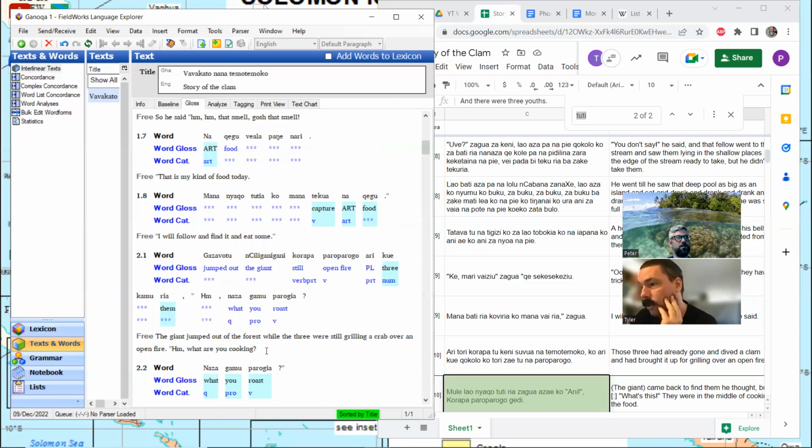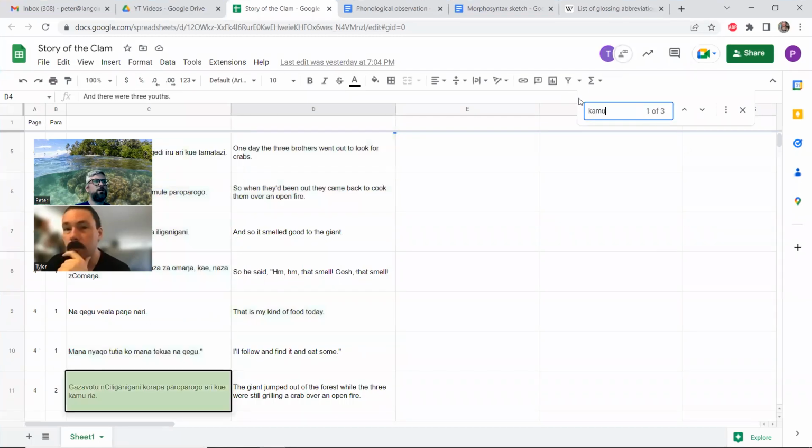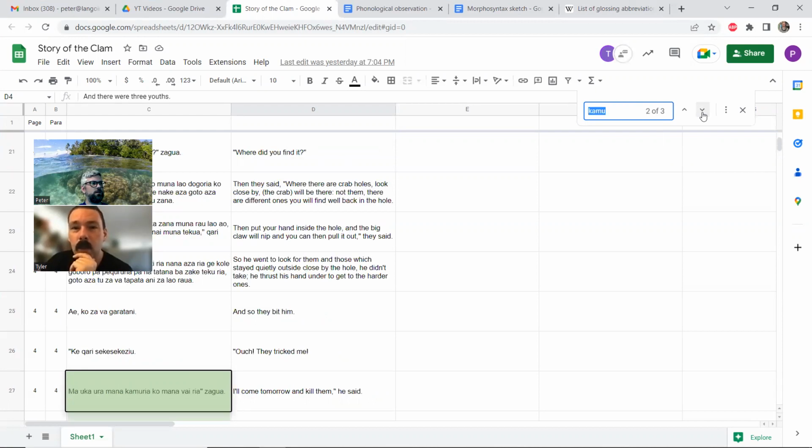No. Let's look through the spreadsheet together for kamu. Won't take long, just three. Kamuria. One has to do with cooking them over open fire. Here we are. Ma uka uramana kamuria. I'll kill them. But again, there's two verbs here. Mana kamuria, mana vairia, and it says, I'll come tomorrow and kill them. With the "come" one looking very transitive. Okay, kamu could be "come."